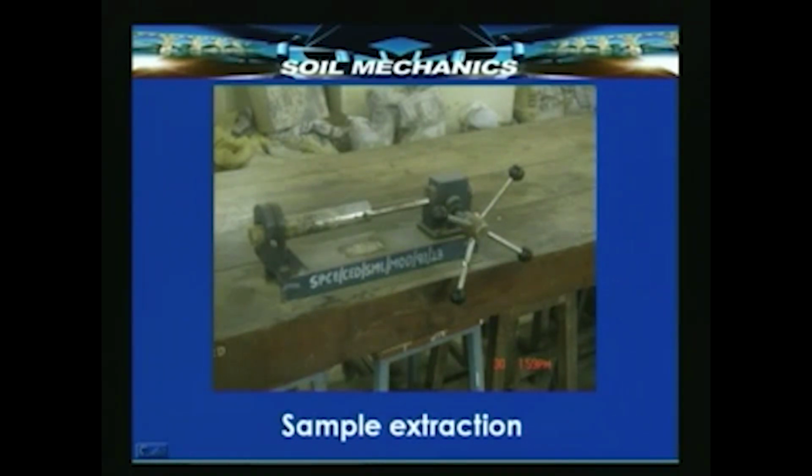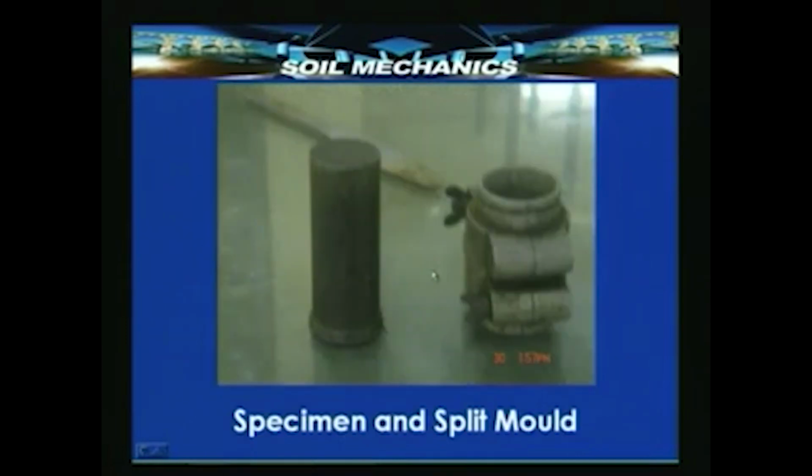Here is a unit which is meant for extracting a sample from a core box that is brought from the field. We extract a core from the field, and then from that we take out a sample. From the sample we then cut out a specimen. Here we have the specimen, taken out of the split mold.